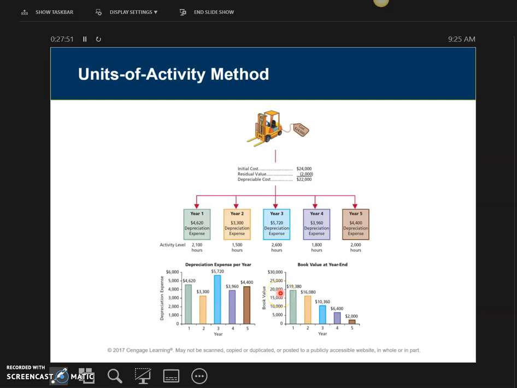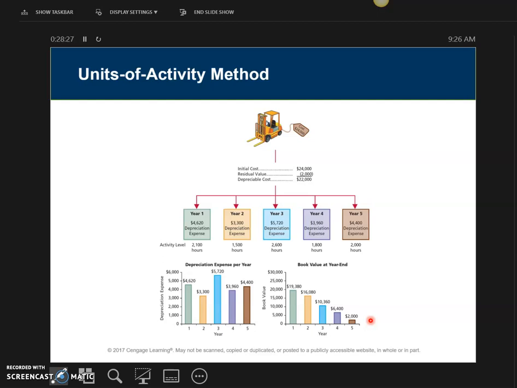Here is my book value. Notice my book value is always my cost minus the accumulated depreciation. So year 1 book value is the 24,000 minus the 4,620, which is 19,380. Then for year 2, from 19,380, I'm going to subtract 3,300 to get this, till I get to 2,000. Because book value will never drop below residual value.